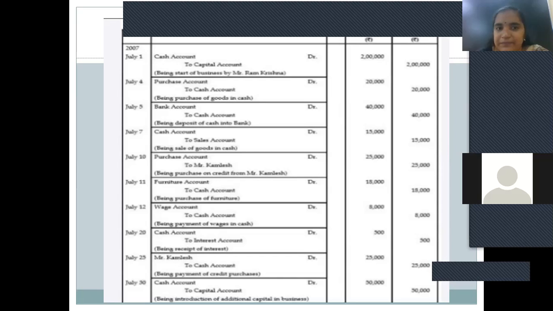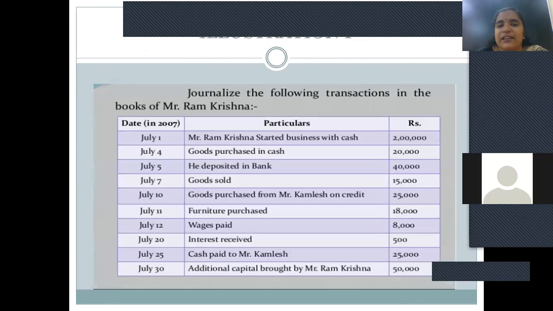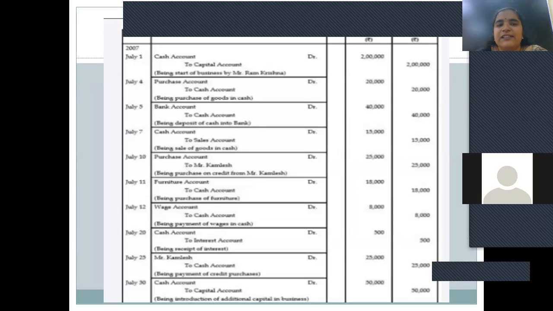Understood? Yes, ma'am. Okay. We'll move to the second transaction. Before that, what I've written here, can you see this? I've written on the date column July 1st. Then in the particulars I wrote cash account debit, capital account credit. See here. Then below that, in a bracket, I have written something. This is called narration. Narration means the small details about it. Why did this 2 lakh come? So we have to write it here.